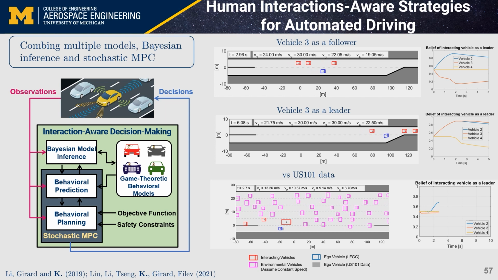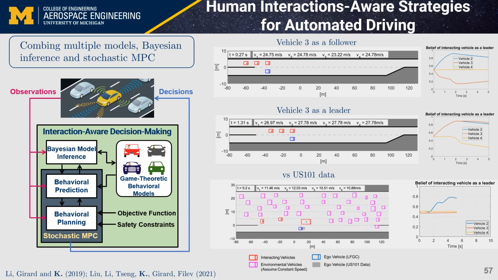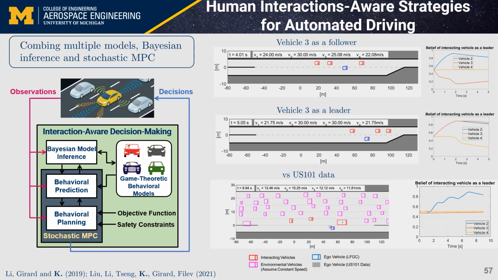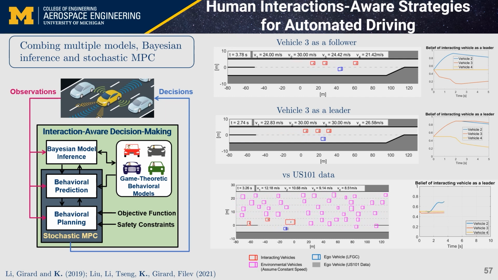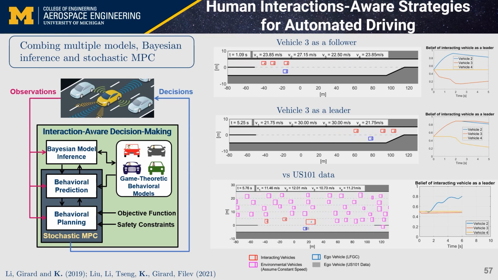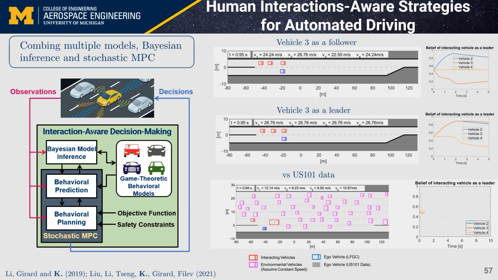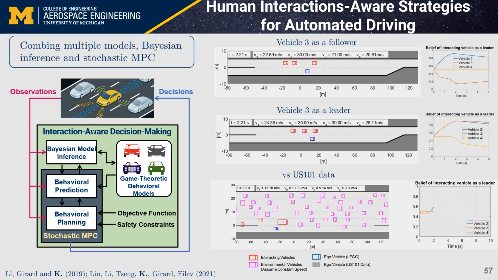And the framework that we are working on, and this is still a work in progress, I would say, is basically shown here. So we have a bank of game-theoretic models, so not a single model, but multiple models. For example, this could be different levels, or some of these models could be leader models or follower models, or have different parameters. And what we try to do is use observations to update the probability of other vehicles being reflected by one of these models.